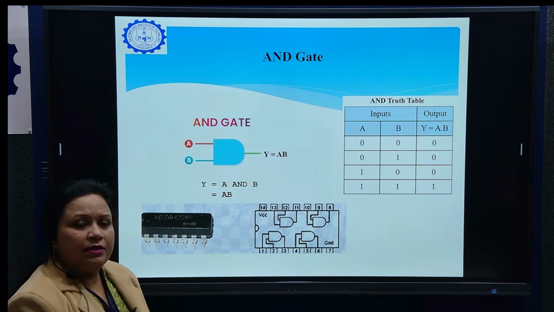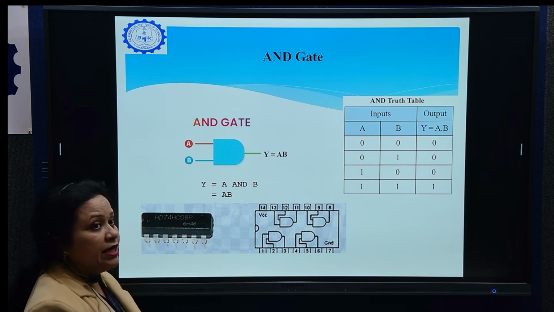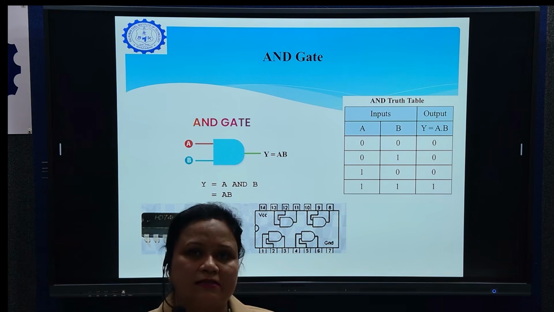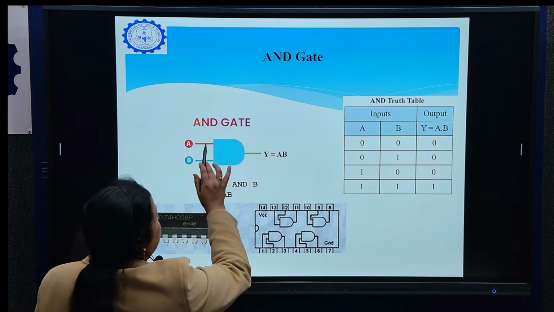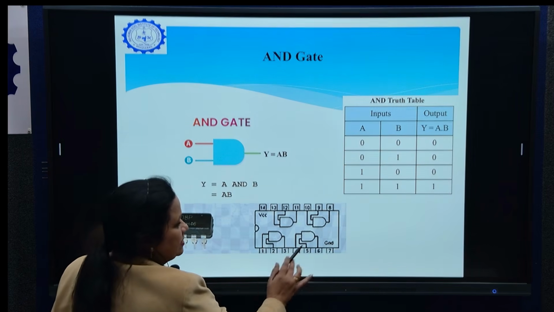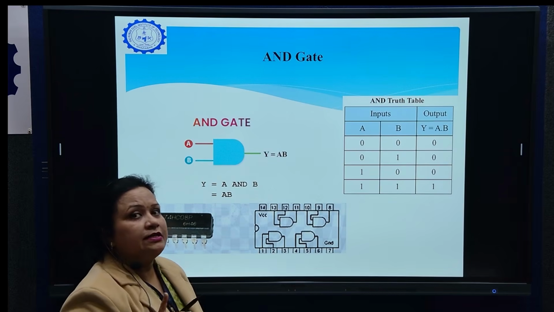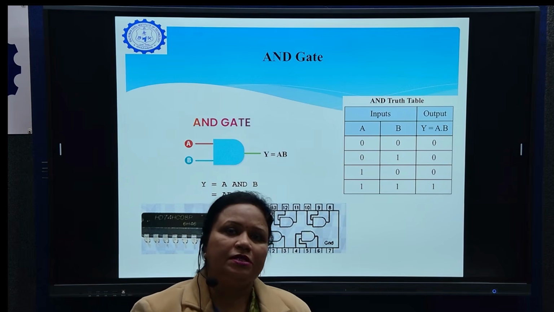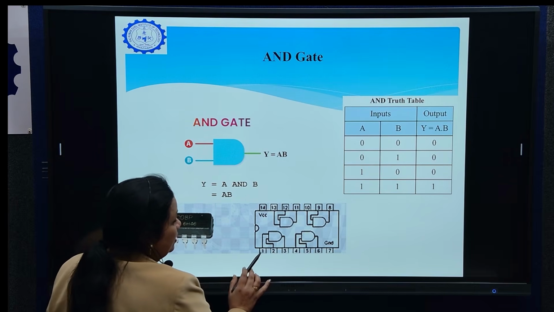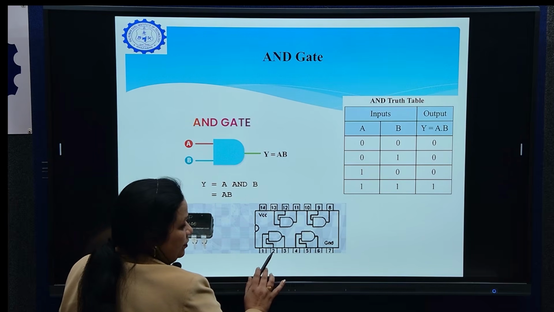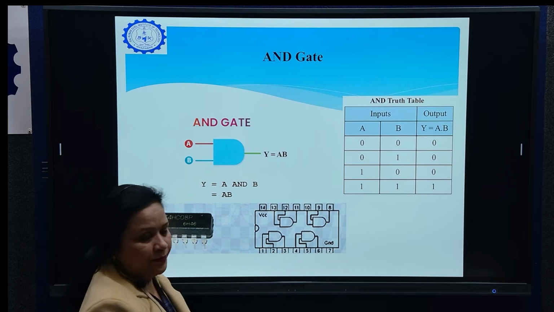This gate is available in the market in the form of IC 7408. So, each individual gate has a specific IC number. So, this is the 7408 IC. Since it requires 3 terminals and we have only 12 pins left, in 12 pins and 3 terminals, this IC contains 12 divided by 3, that means 4 AND gates. Like we will give the input at pins 1 and 2, A and B, and output Y is obtained at pin number 3.